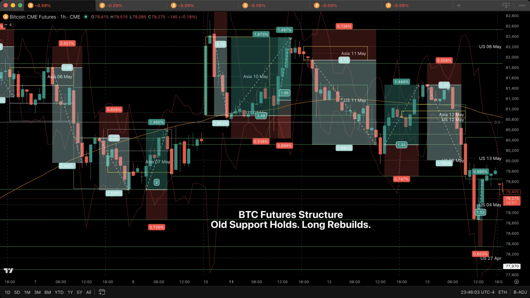Long entry line: May 4th U.S. session lower boundary. Stop loss line: April 27th U.S. session upper boundary. Take profit line: May 13th U.S. session lower boundary. Risk-reward ratio, 1.52.